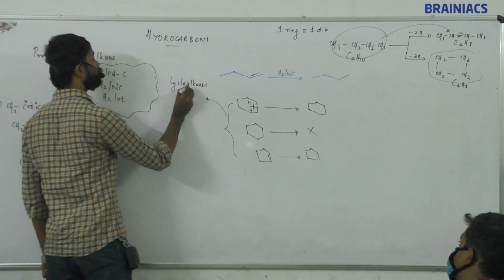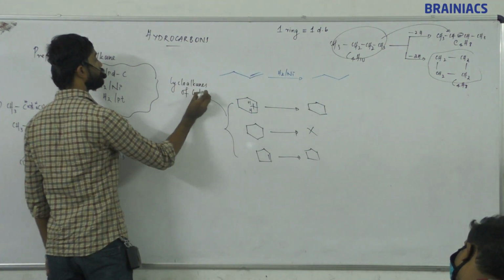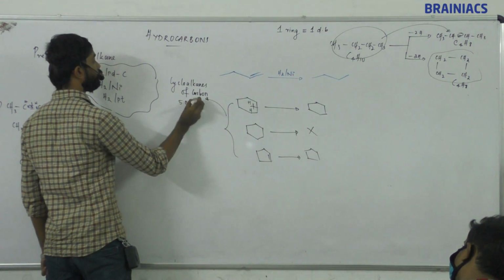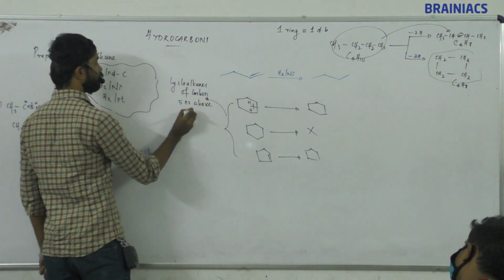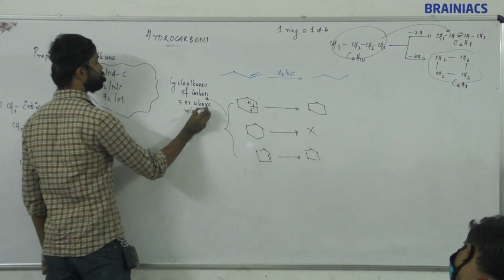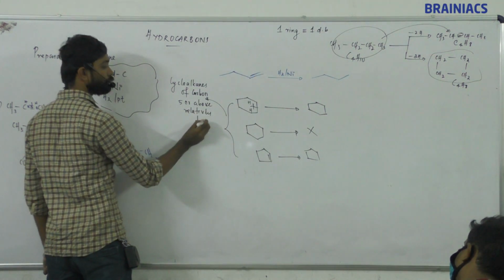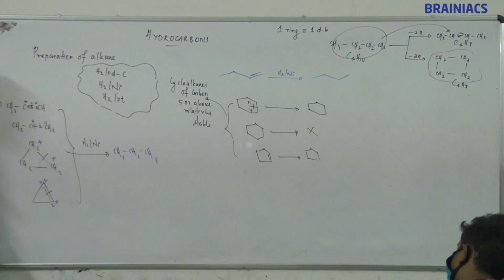Cycloalkanes of carbon 5 or above are relatively stable. Okay, ready? Sure.